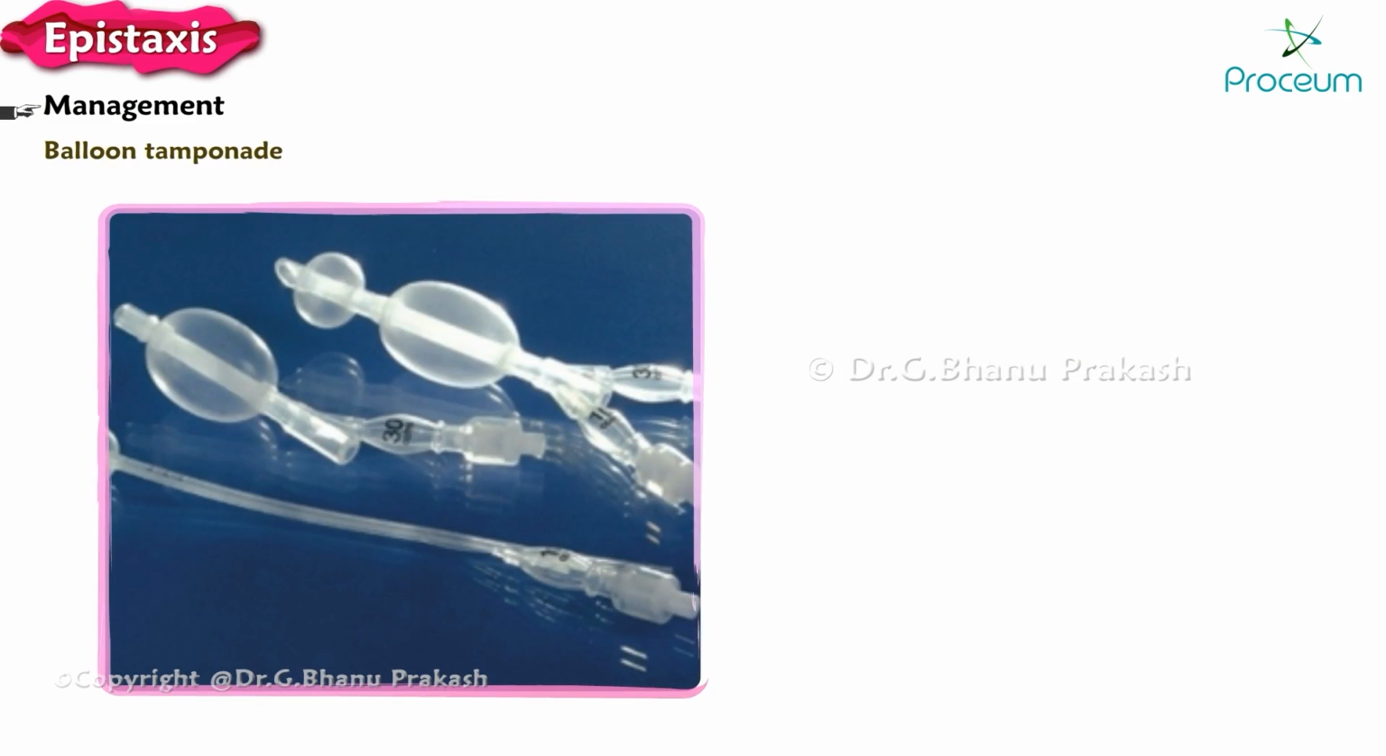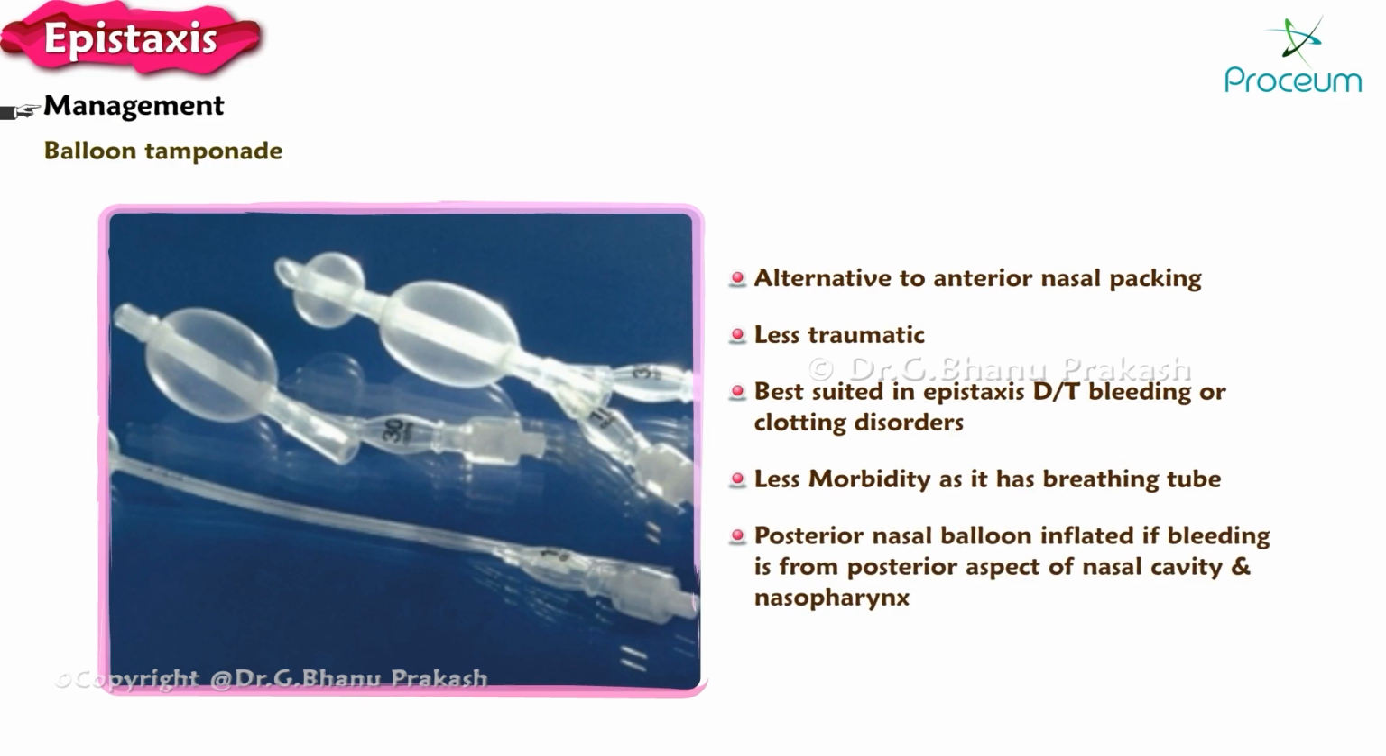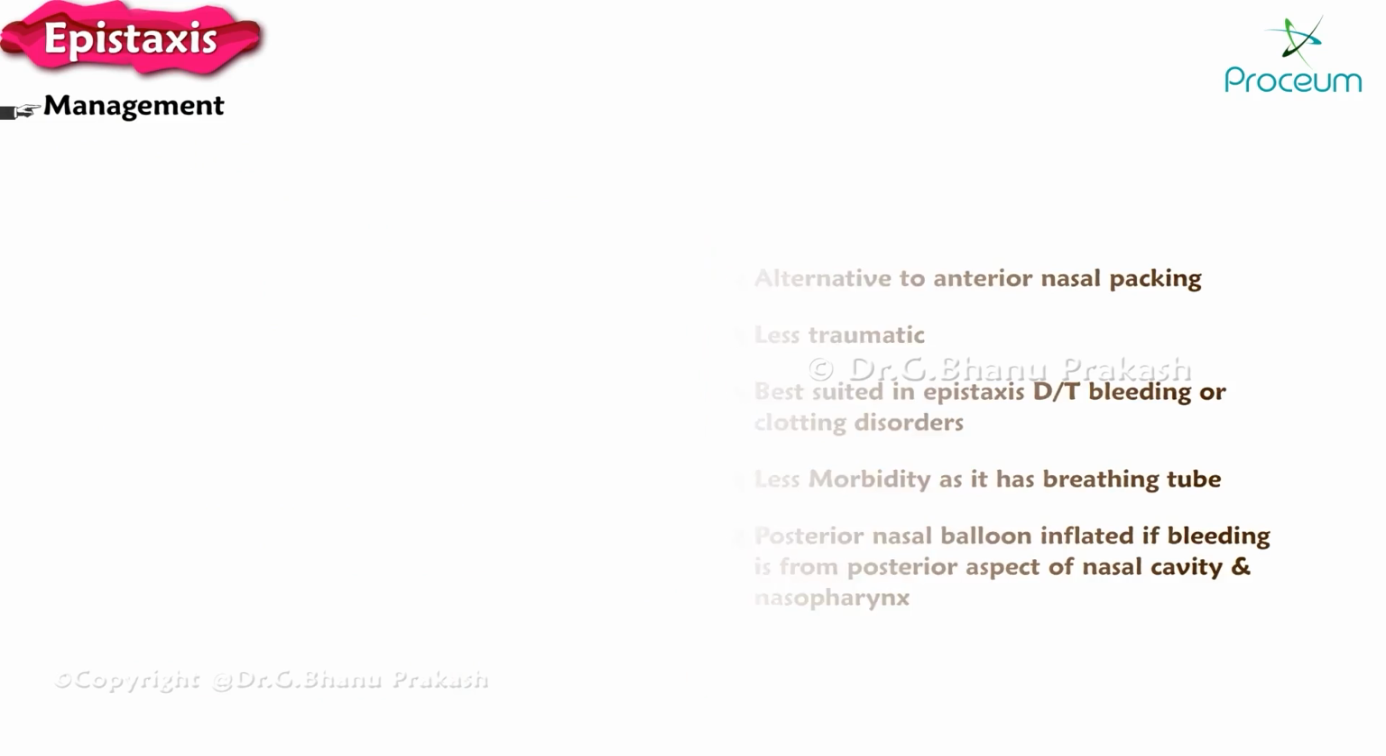A balloon tamponade may be used as an alternative to anterior nasal packing. This is less traumatic and is best suited in epistaxis due to bleeding or clotting disorders. Morbidity is less as it has a breathing tube. Posterior nasal balloon may be inflated if bleeding is from a posterior aspect of the nasal cavity and nasopharynx.